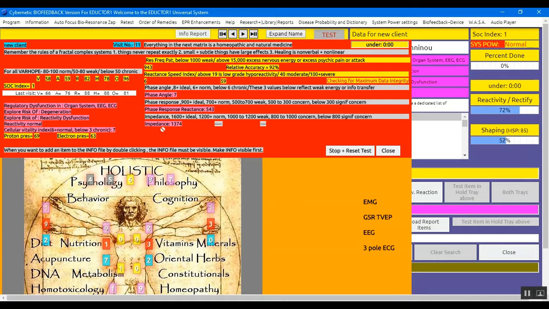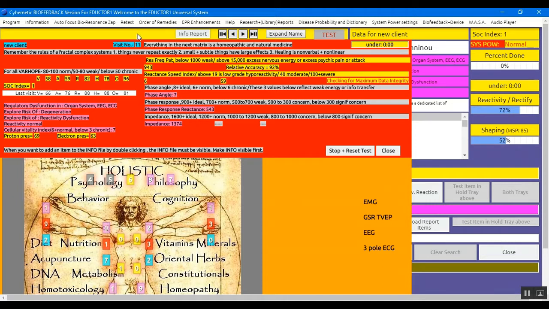Impedance represents the ability of the energy to flow around and through the body. 1,600 is ideal, below 1,200 is weak, and below 800 is of concern. We have 1,374 here in our example, so it is above normal. So the flow of energy is very good.